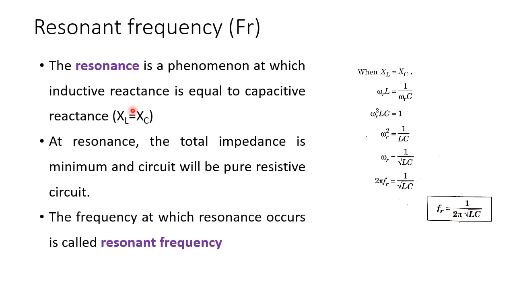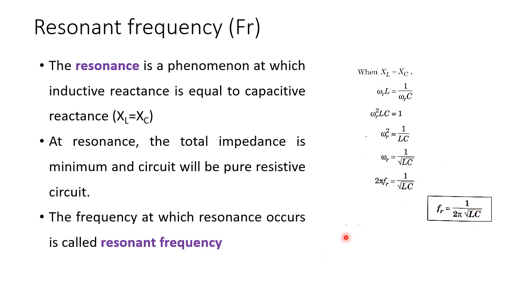to XC. So it is a phenomenon. And at resonance, the total impedance will be minimum and the circuit will act as a pure resistive circuit. So we have inductance and capacitance, both will cancel out at resonance and the circuit will behave as a pure resistive circuit. And therefore, in a pure resistive circuit the power factor will be unity. And the frequency at which resonance occurs is called resonant frequency.